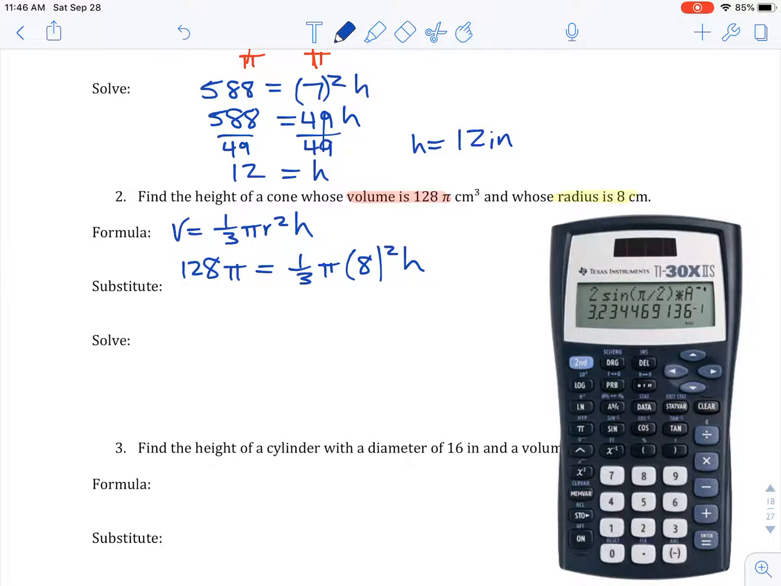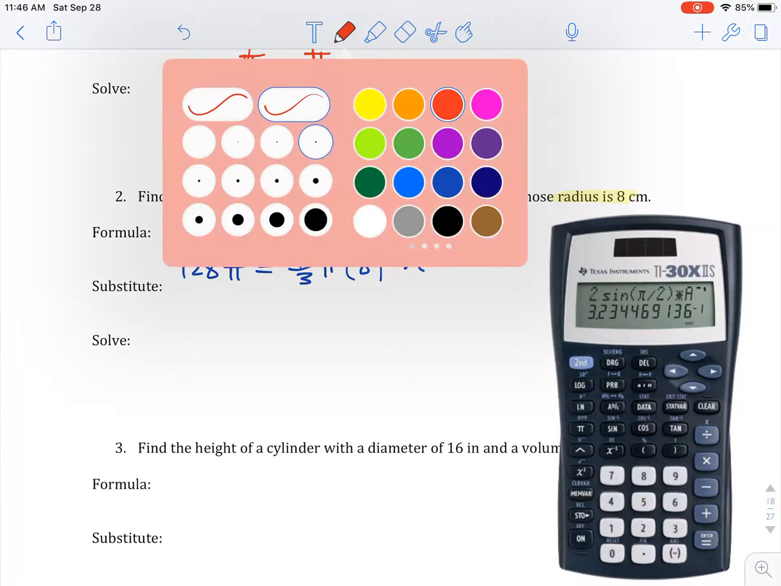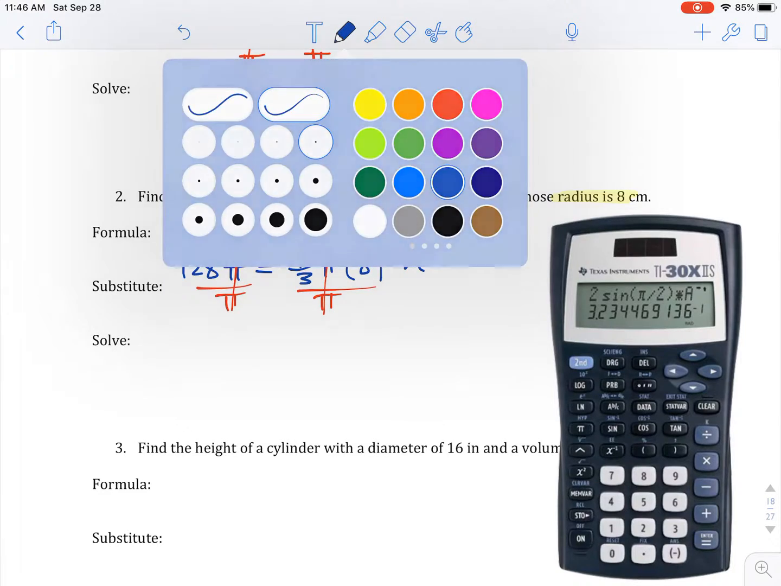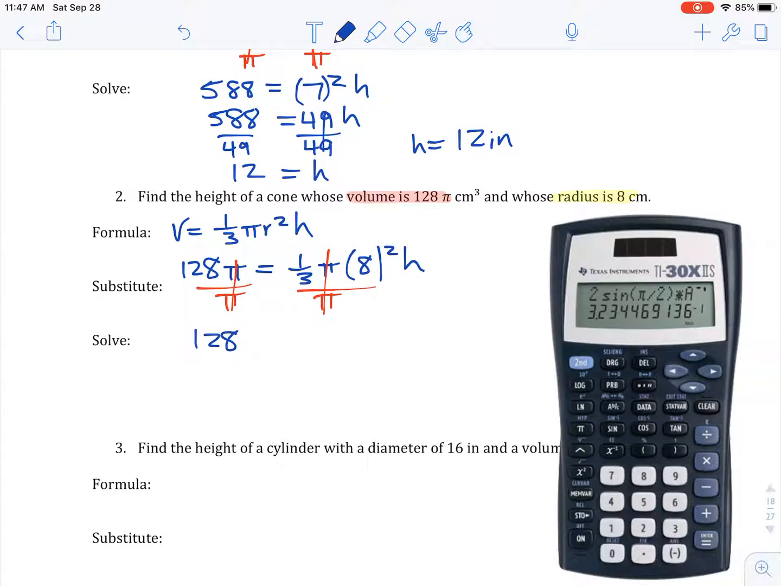Again, we're going to try and get rid of everything and get h by itself. We've got pi's on both sides. Let's divide them both by pi to get rid of that. We're left with 128 equals 1/3. 8 squared we could do here, before we write down 8 squared, we could just say, well, that is 64. 8 times 8 is 64.